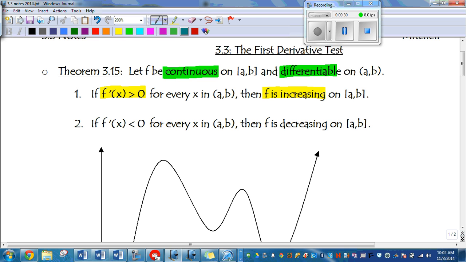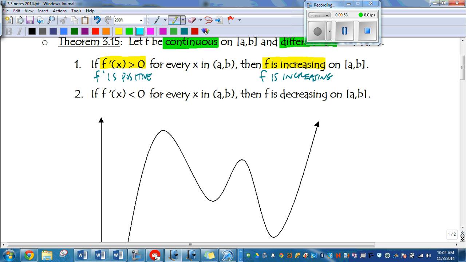In other words, if the derivative is positive, the original function is increasing, which should make sense because if the derivative is positive, that means the slope of the tangent line is positive. So the graph is increasing, it's going up.